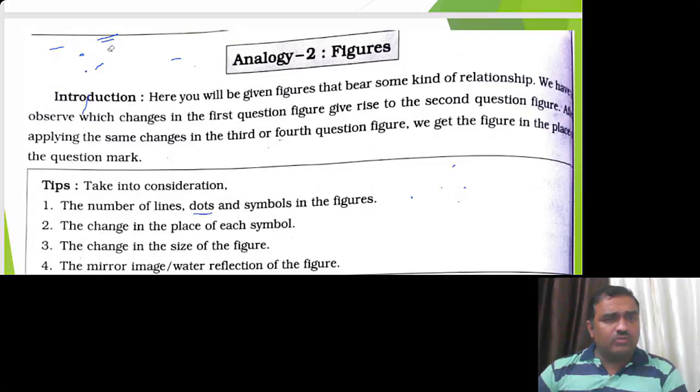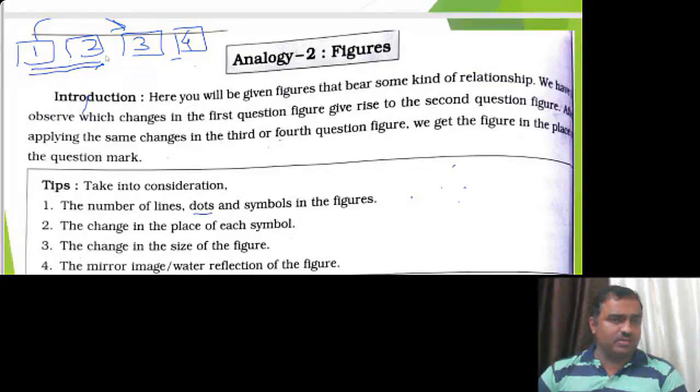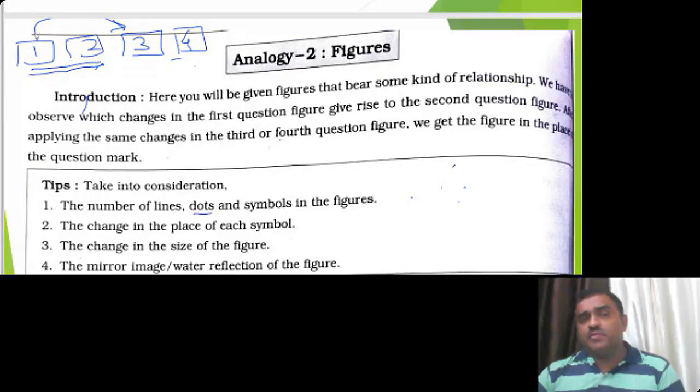Yes, Omkar, your doubt is right. Omkar is asking whether we can establish the relationship, suppose this is one, this is two, this is three, and this is four. Okay, sometimes, not all the time, very rarely, we have to see the first and third figure. Sometimes it is not possible that we get a relationship between the first and second figure, but there will be some relationship between the first and third. At that time only, but I think that will be a rare question.